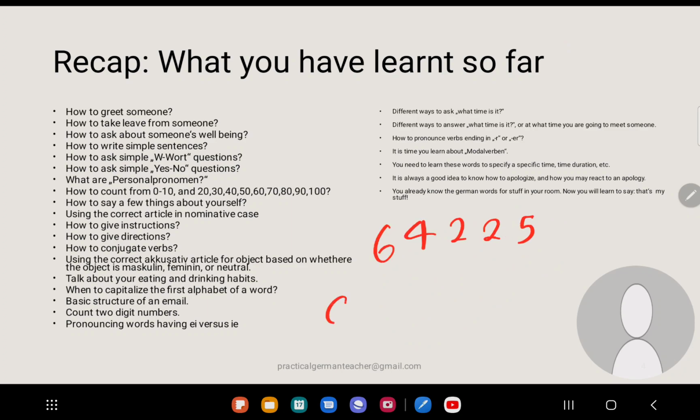What you do is you write it like this: 64,000 plus 200, then you have 25. So you say first this part, that is 64.225. I hope you can say that.